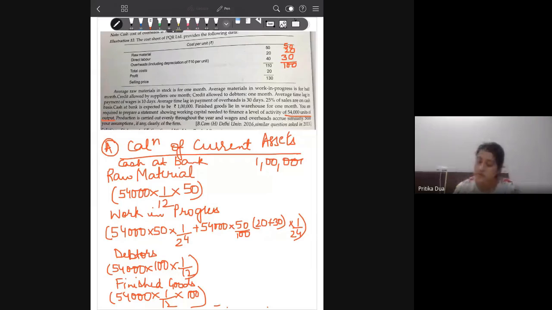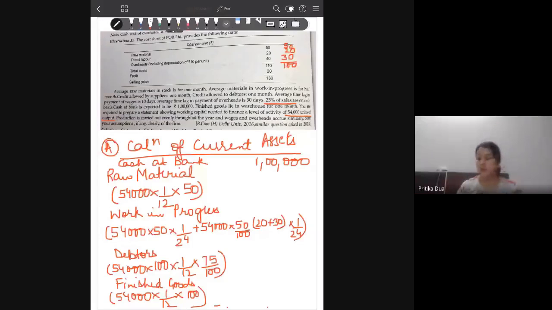One thing more in the question is that 25% of the sales are on cash basis. So debtors are always for credit sales, which means 75% of the sales are on credit basis and hence debtors will be adjusted accordingly. So Manshu, the debtors value is coming out correct in this gross working capital. Okay, so I'll just write down the total. I'll check also. 1281250. Yes, this is the correct answer.